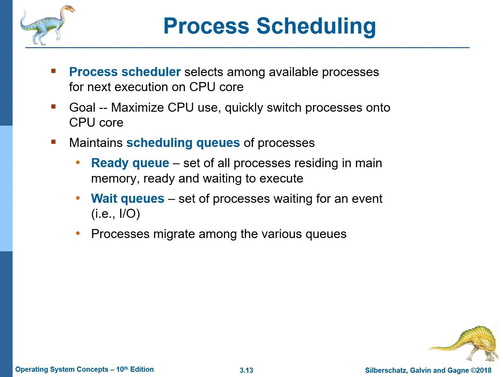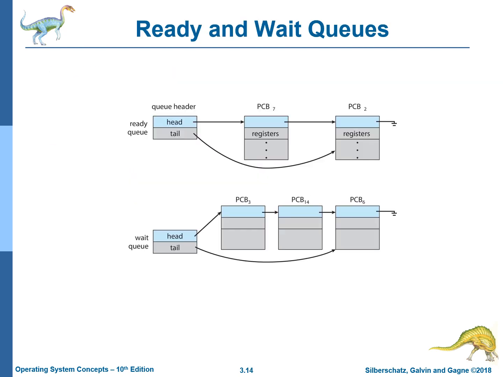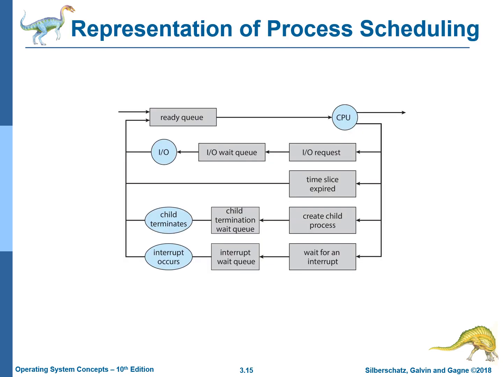Ready queue. Set of all processes residing in main memory, ready and waiting to execute. Wait queues. A set of processes waiting for an event, like input-output. And processes migrate among the various queues. This is how ready and wait queues look like. And this is a representation of process scheduling.